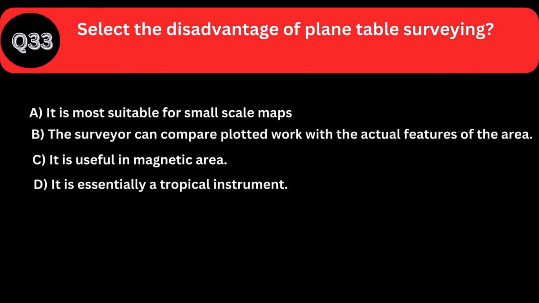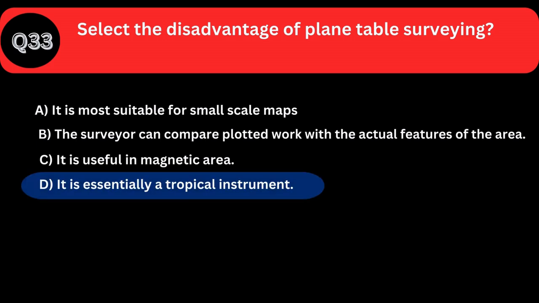Select the disadvantage of plane table surveying. Options A, it is most suitable for small-scale maps. B, the surveyor can compare plotted work with the actual features of the area. C, it is useful in magnetic area. D, it is essentially a tropical instrument. Answer D, it is essentially a tropical instrument.